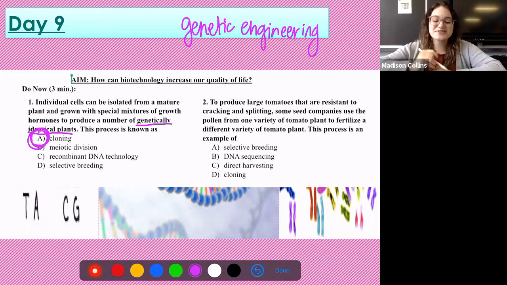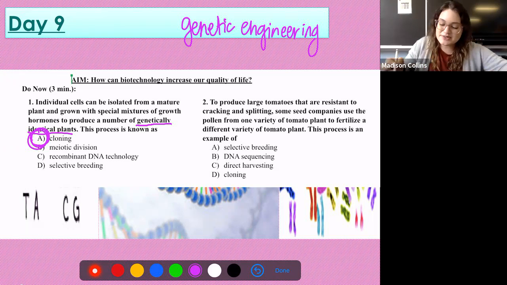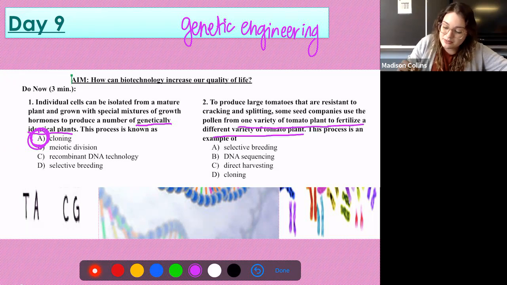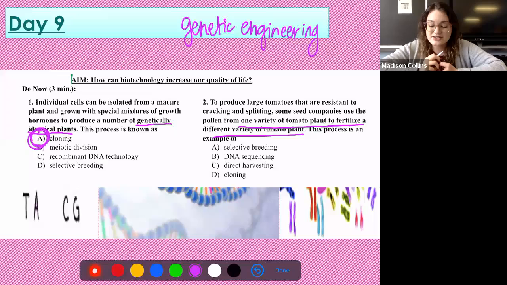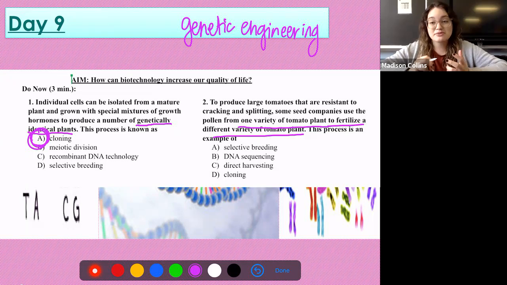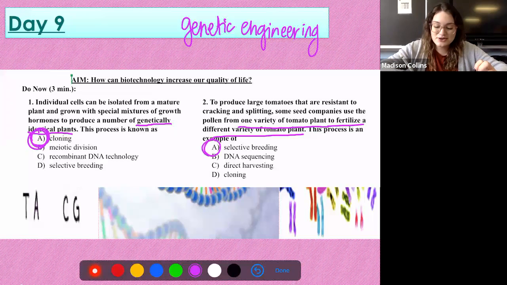Number 2, to produce large tomatoes that are resistant to cracking and splitting, some seed companies use the pollen from one variety of tomato plant to fertilize a different variety of tomato plant. This process is an example of what? Well, in this example, we are choosing which 2 species or which 2 varieties of plants are mating together in order to produce a new variety with the best qualities. This process is known as selective breeding.